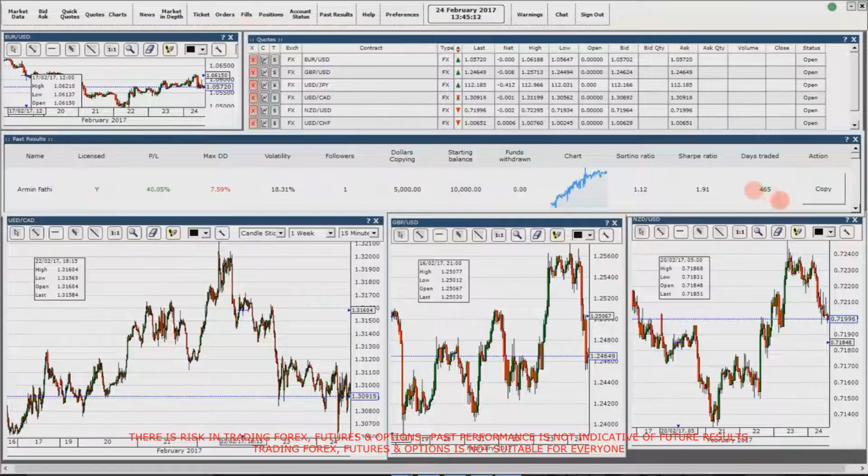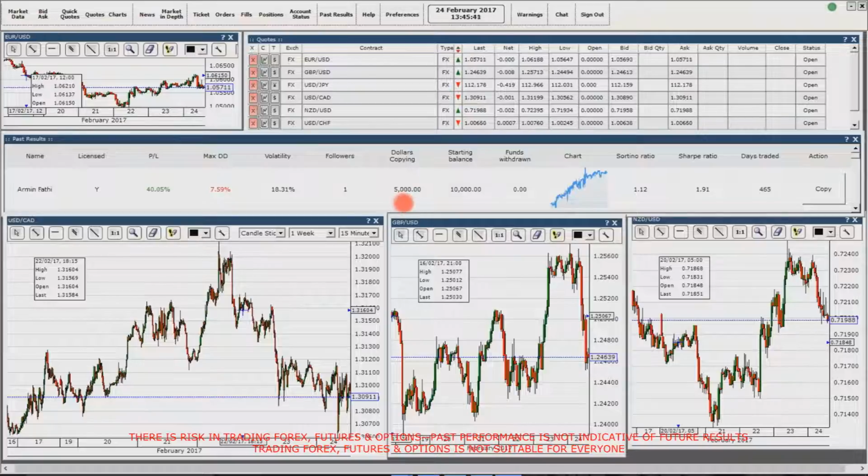I started trading this account 465 days ago, and as of today, I am up 40.5%. Maximum drawdown in this 465-day period was 7.59%.